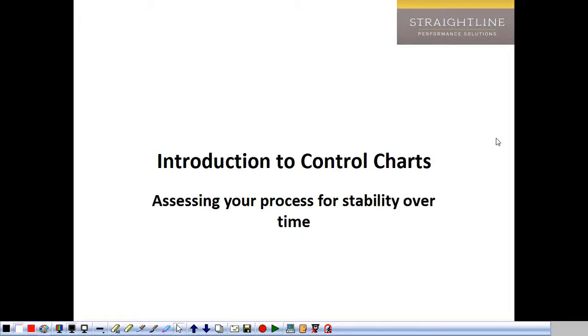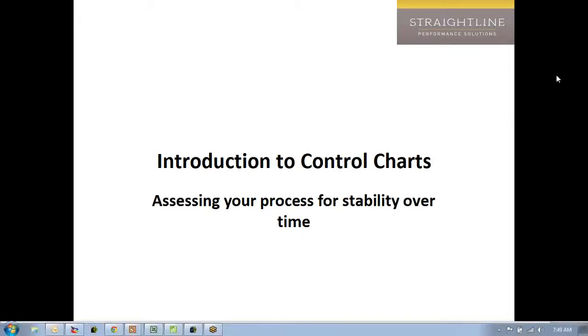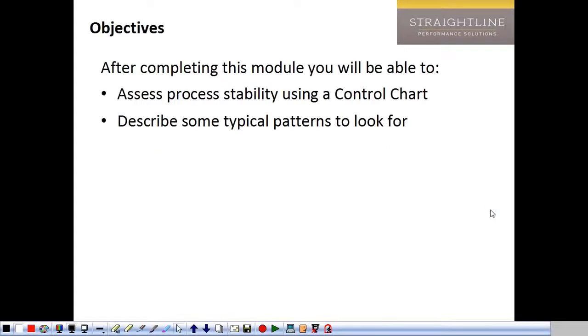We'll talk about how to use a control chart, and we'll talk about the primary control chart that I want you to have in your arsenal, and that is the individuals chart, or I chart. That's the thing that I really want to talk through. By the end of this, we'll be able to assess process stability using a control chart. That's really my goal: to talk about how we determine whether we have a stable process or not.